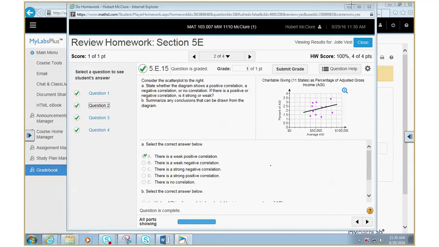Okay? So the best thing to do, usually, is you got to visualize it. You can't answer it just from a paragraph. You have to actually visualize it.